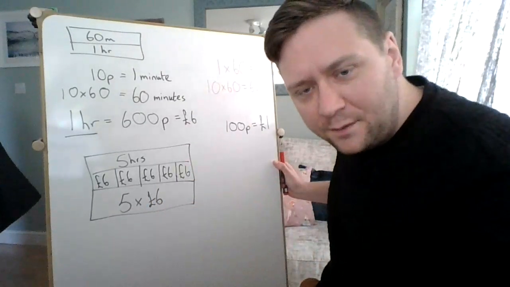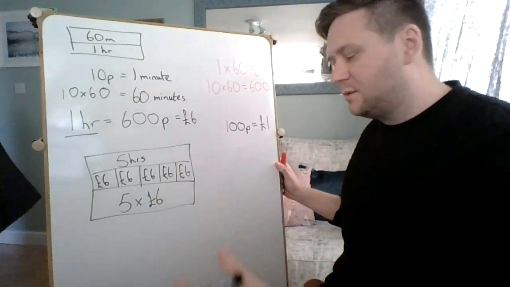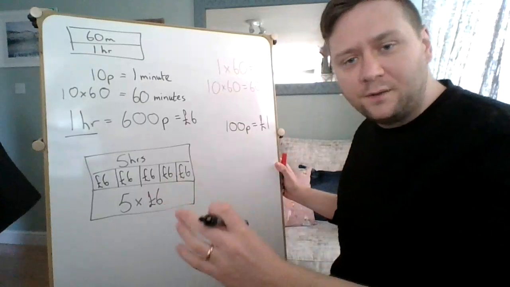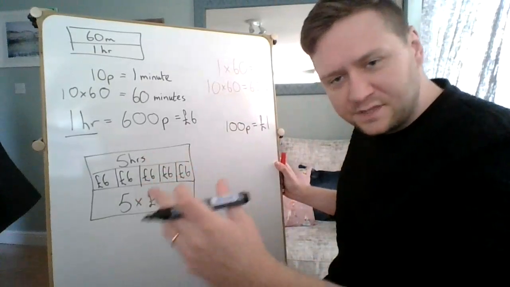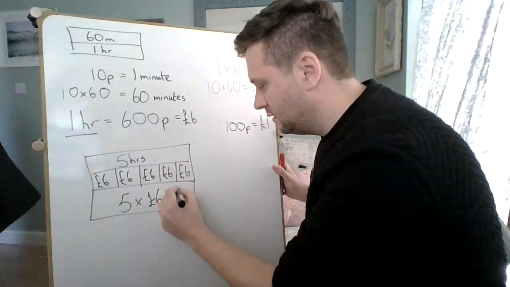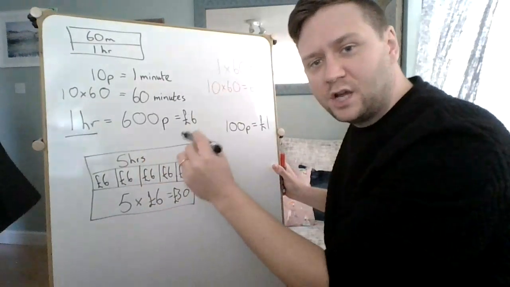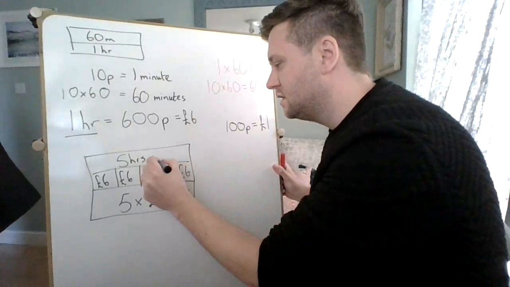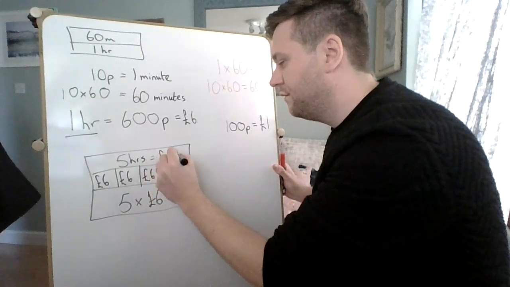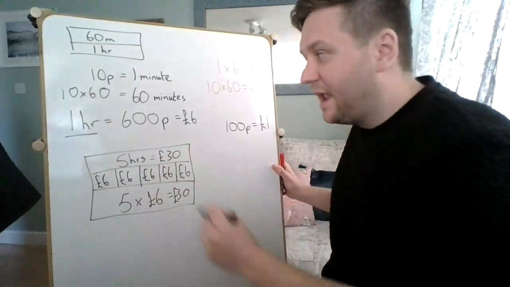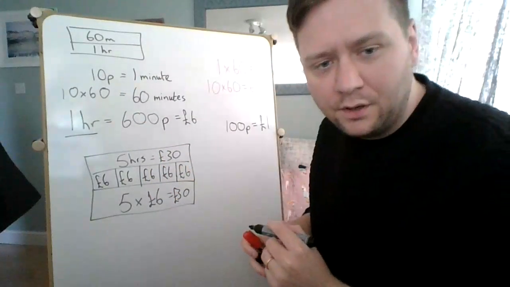This is where your times table comes into play. So if you know your times tables, your 5 or your 6s, you'll be able to work this out super quick. 5 times 6 equals 30. So the 5 hours that Jack spent in sponsored silence is actually worth £30 if he earned 10p per minute.